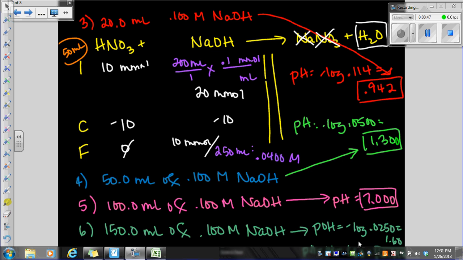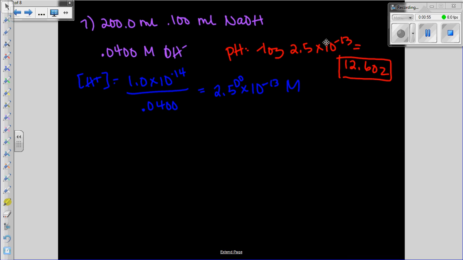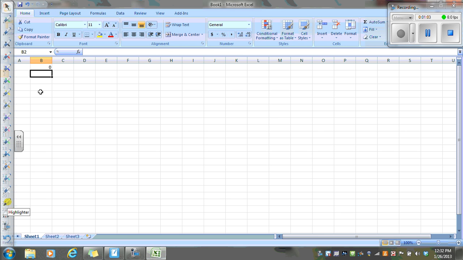150 milliliters of base, pH of 12.398. And then 200 milliliters of base, we've got a pH of 12.602. So now what we're going to do is enter our data into Excel.